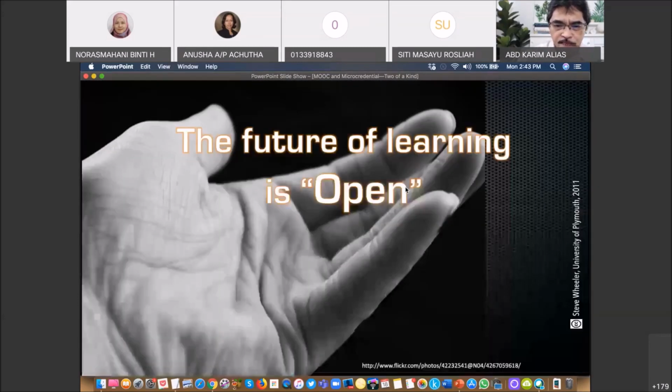So, my dear colleagues, I just want to drive the point home to all of you here: the future of learning is open, and there is no two-way about it. It's no longer an option. We have to open up, and we have to be part and parcel. We have to jump on this bandwagon of open education.